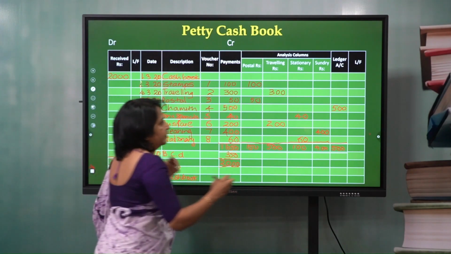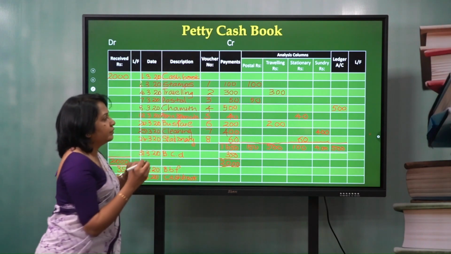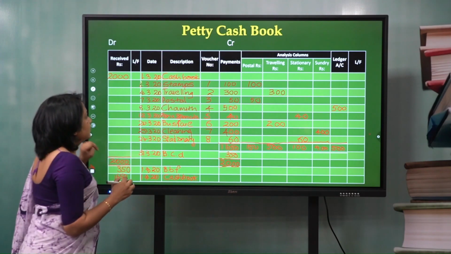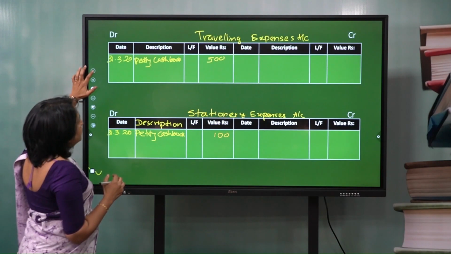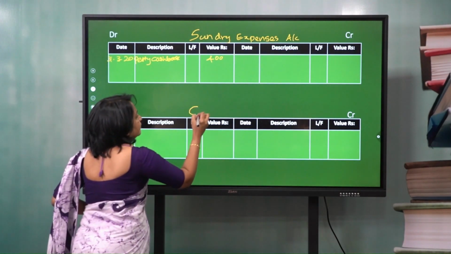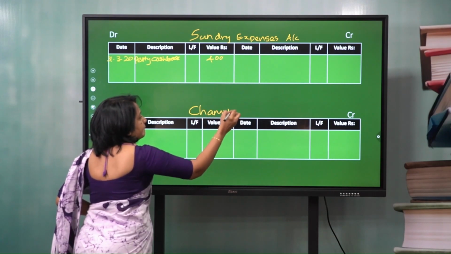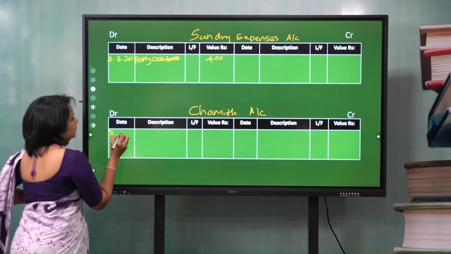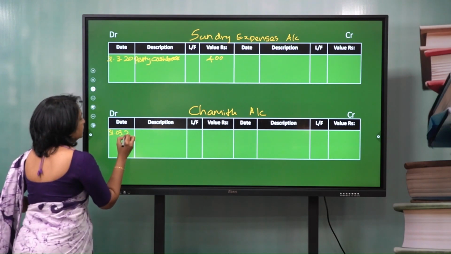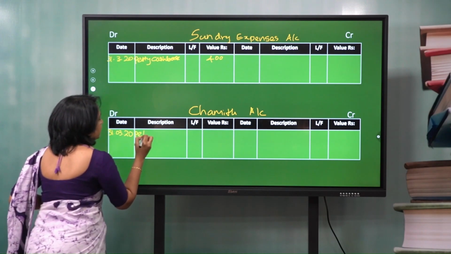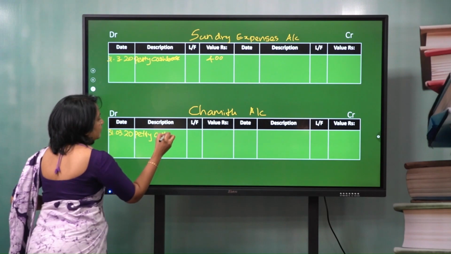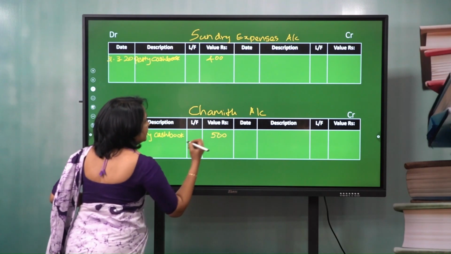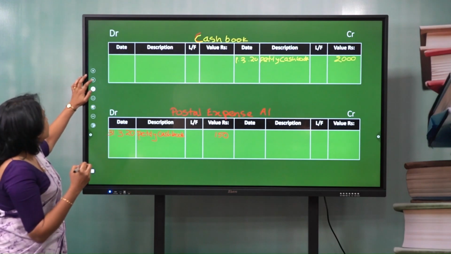But children, now there is one more, that is the ledger account column. They have paid 500 rupees for Chamik. Now Chamik is a creditor, so we have to open a separate account for Chamik. Then we have to go to the ledger and open another account, Chamik account, and we have to write the date, 31st March 2020, and the description is petty cash book. The amount was rupees 500. This is how we record transactions to the ledger accounts.